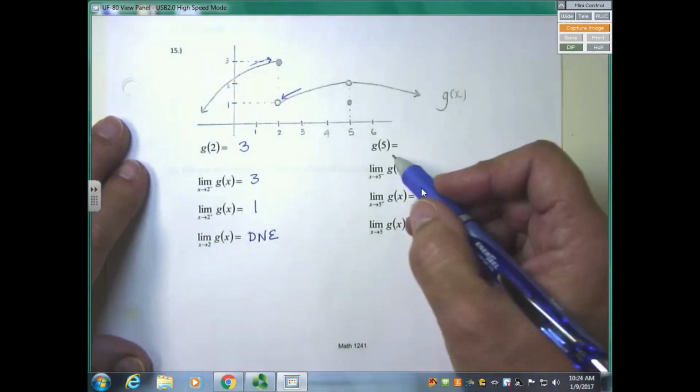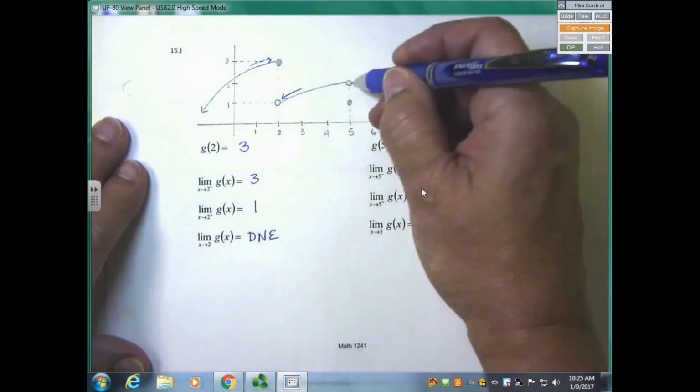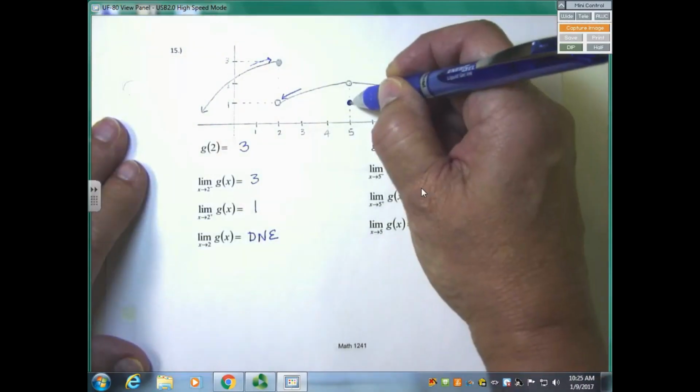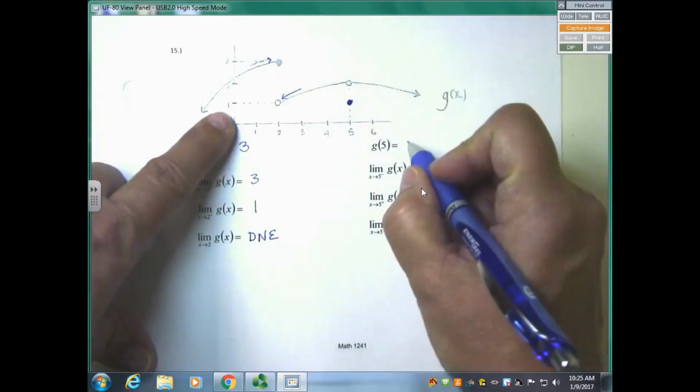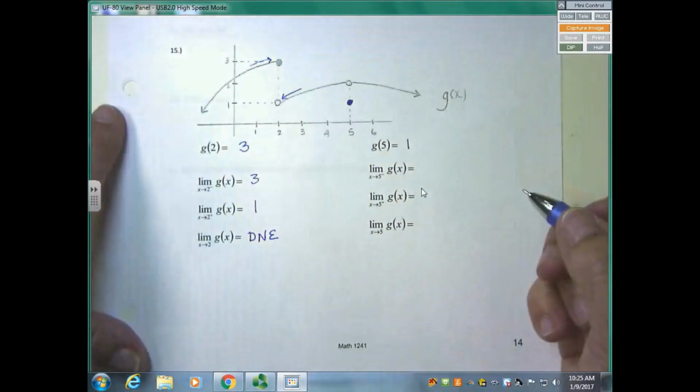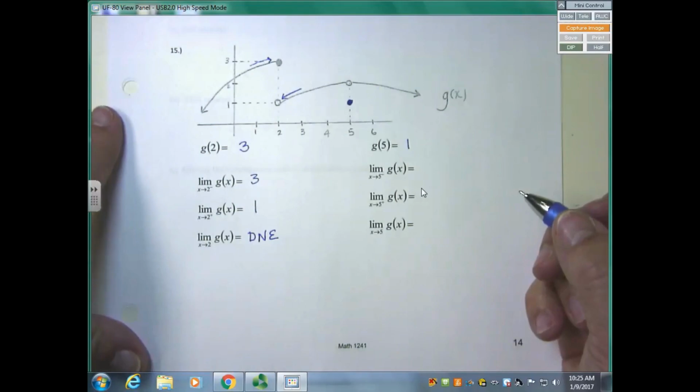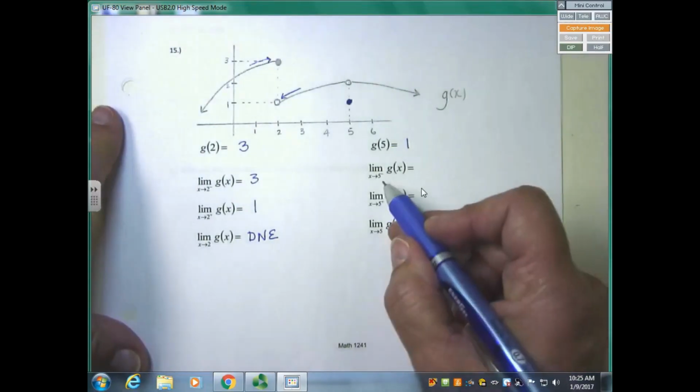Okay, what is g of 5? Again, that's a hole. Here's the function value right there. So that's 1. (5, 1) is your ordered pair. Nothing to do with the limit. All right, let's look at 5 from the left.